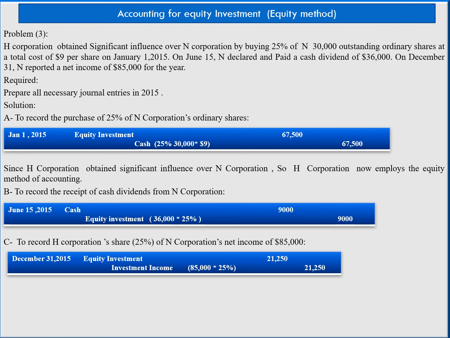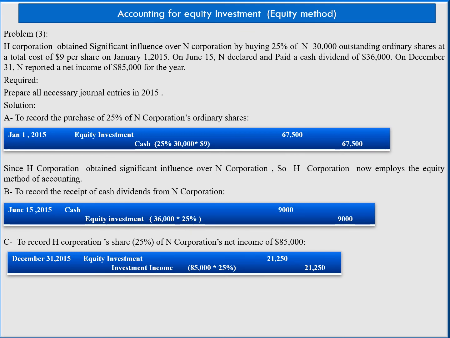طب يا شباب according to the equity method احنا بنعمل ايه يا شباب؟ Number 1 record the equity investment initially at cost. يعني أول ما بشتري الايكويتي انفستمنت بعمل له recording initially at the cost.